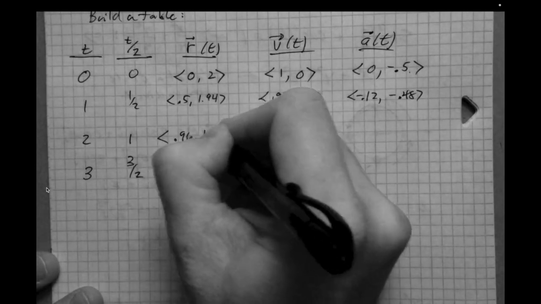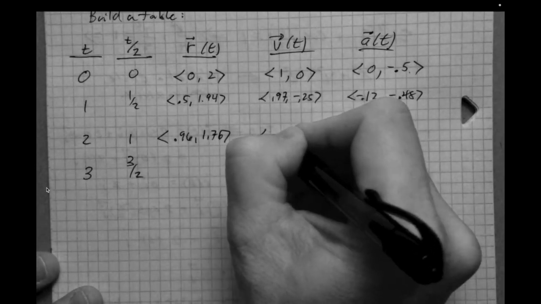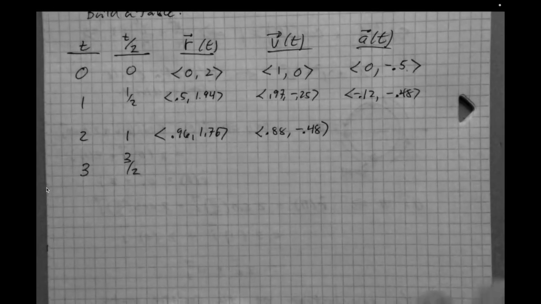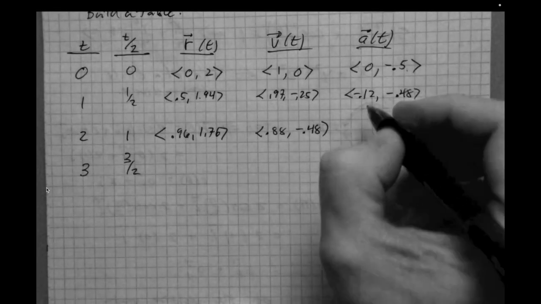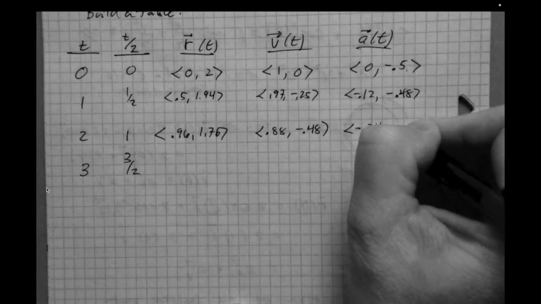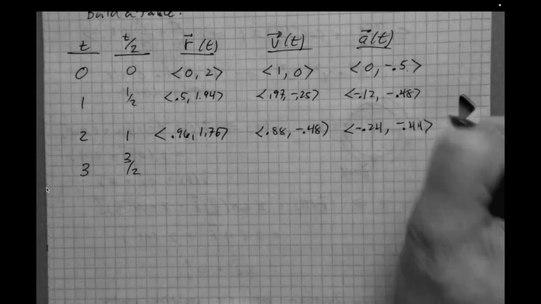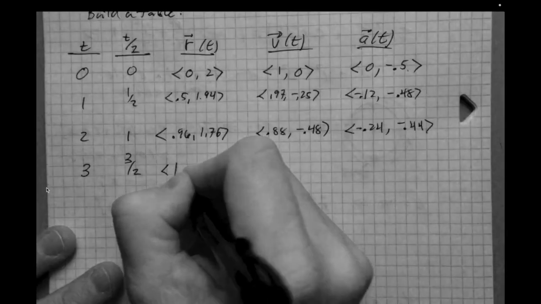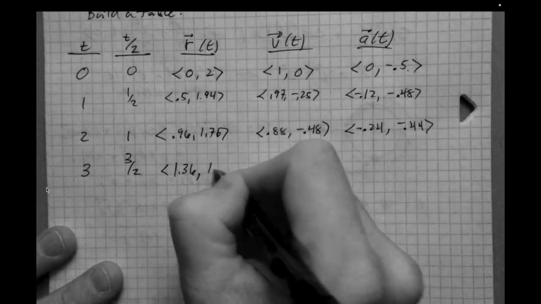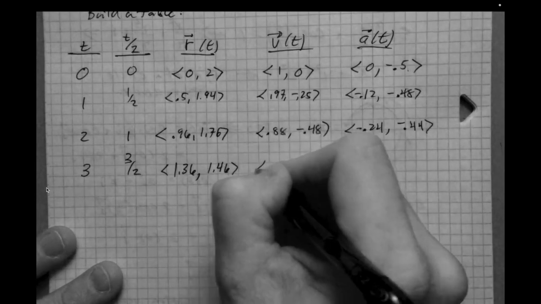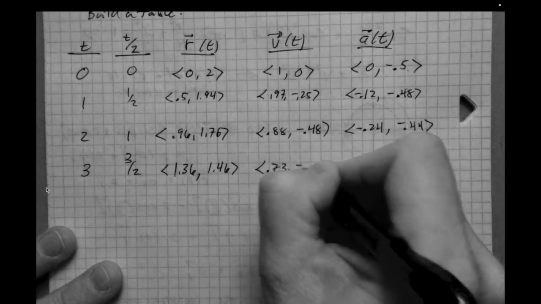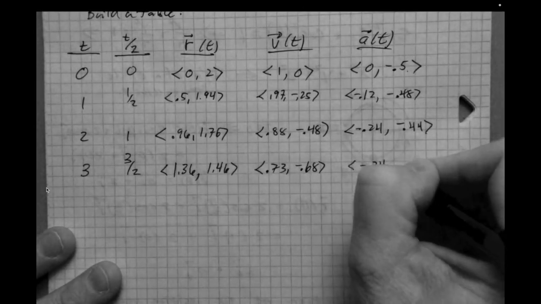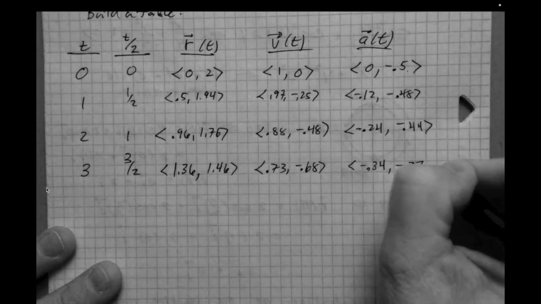0.96, comma 1.76, and then 0.88, comma negative 0.48, and then the acceleration at time equals 2 is negative 0.24, comma negative 0.44. Okay, and then at time equals 3, the position is changed again to 1.36, comma 1.46, and then 0.73, comma negative 0.68. And then finally the last one is negative 0.34, comma negative 0.37.